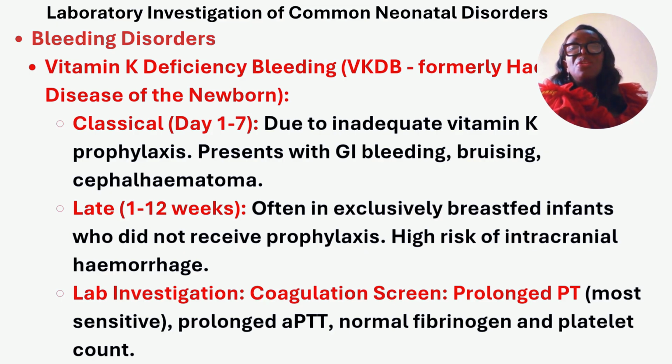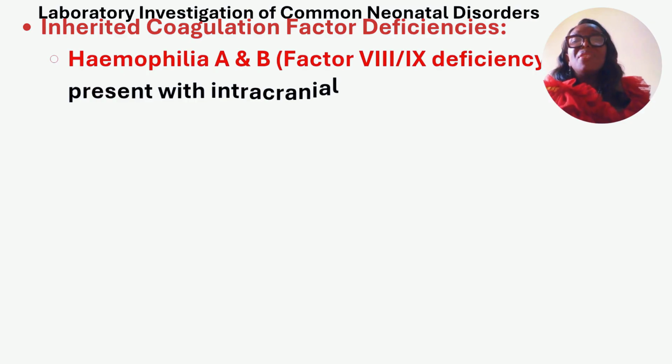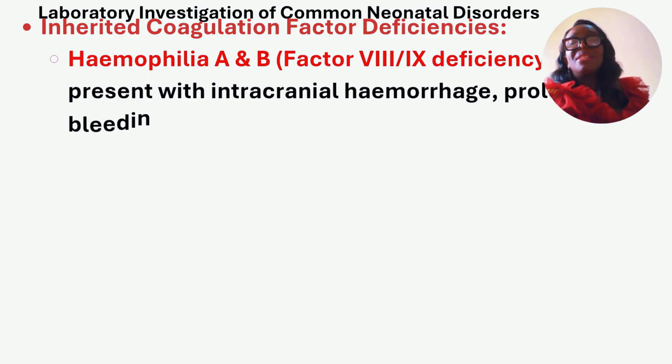Laboratory investigation includes a coagulation screen, showing prolonged PT, which is the most sensitive marker to assay vitamin K deficiency bleeding in children. There is prolonged PT (prothrombin time), prolonged APTT, and normal fibrinogen, and platelet count should also be done. Another disorder is inherited coagulation factor deficiencies.